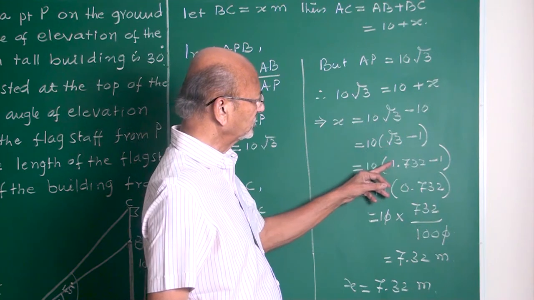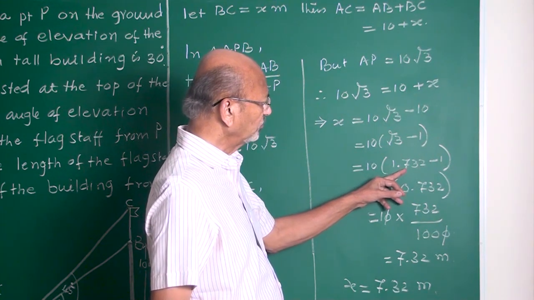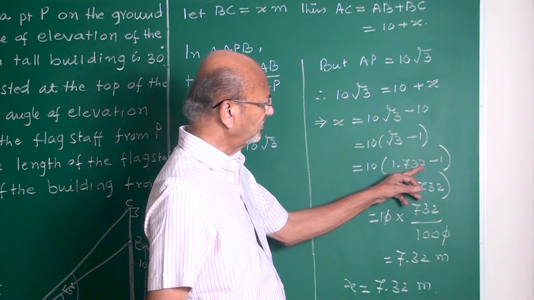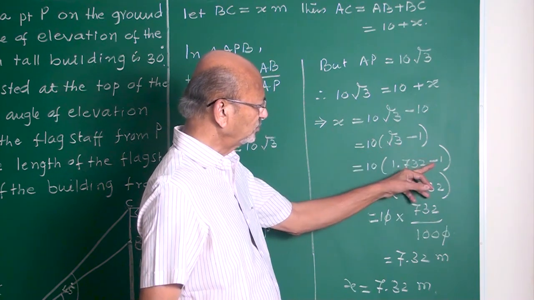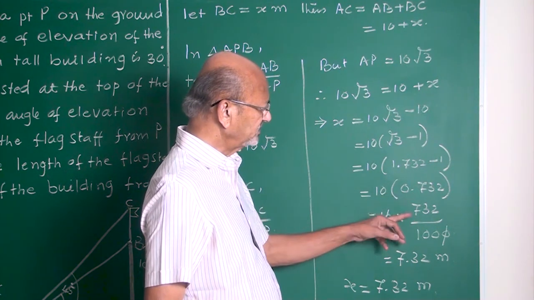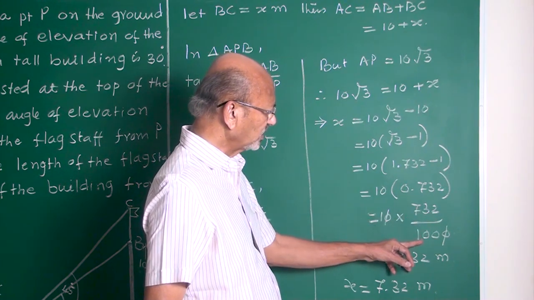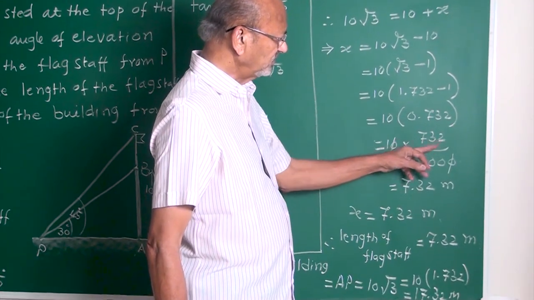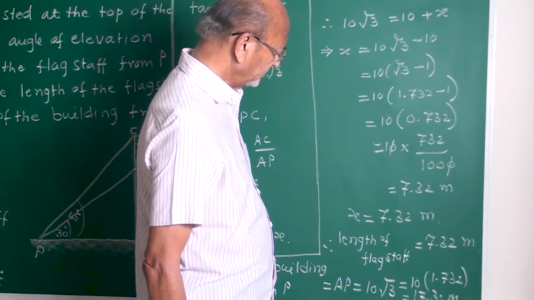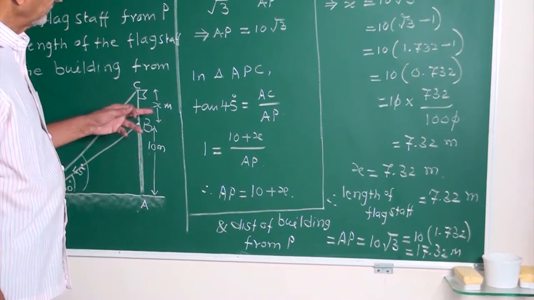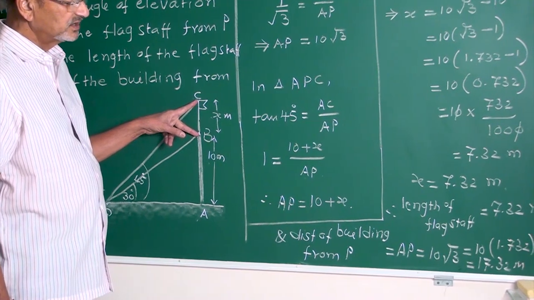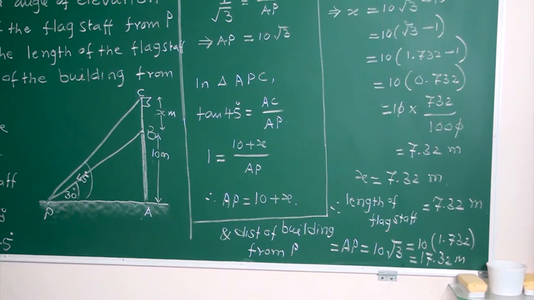Sometimes in some examples they give the value of root 3 as only 1.73, but in this example it is given as 1.732. Root 3 minus 1 means 1.732 minus 1, which leaves 0.732. 0.732 is 732 upon 1000. Multiplying by 10, one zero cancels, and we get 7.32 meter. Therefore X is 7.32. X is nothing but the length of the flagstaff, which is 7.32 meter.